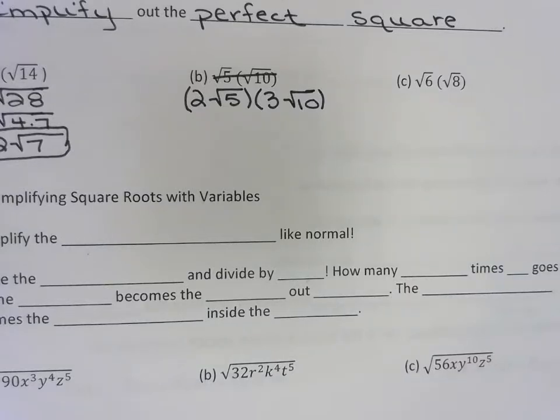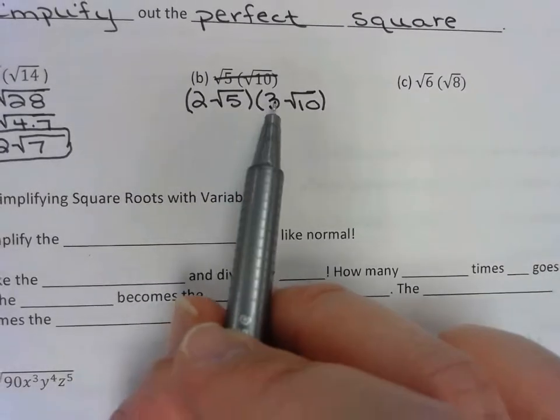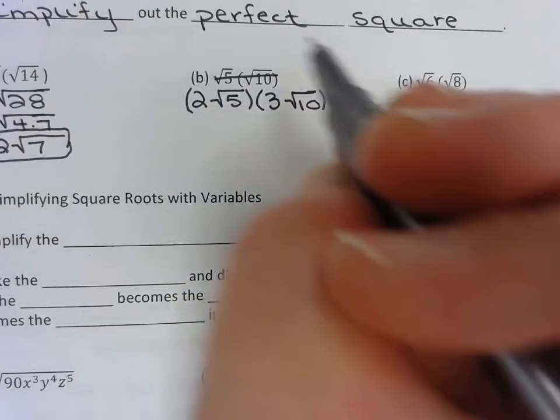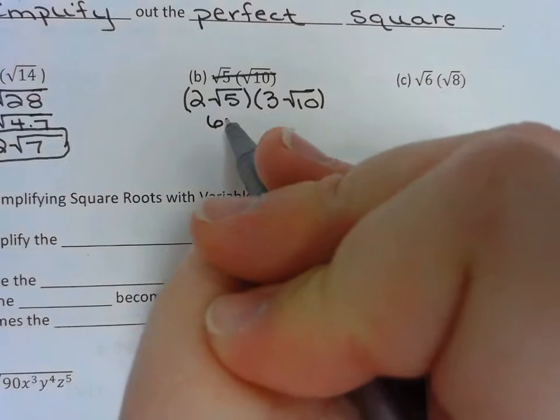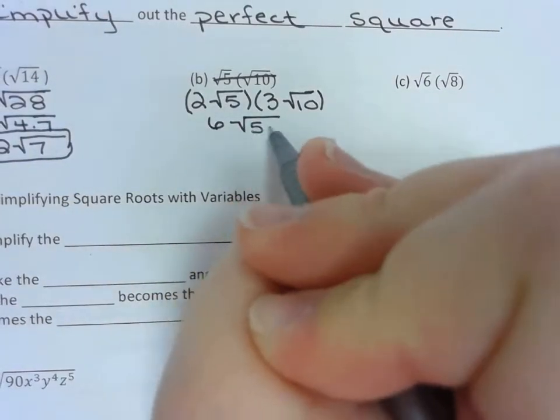If I would have a number out front, all you do is you multiply the numbers out front and you multiply the numbers underneath. You cannot multiply numbers that are out front and in the radical together. You have to multiply them separately. So all you do is you multiply the numbers out front. What's 2 times 3? 6. And then you multiply the numbers inside the square root, which is going to be square root of what? 50. That's all you do.